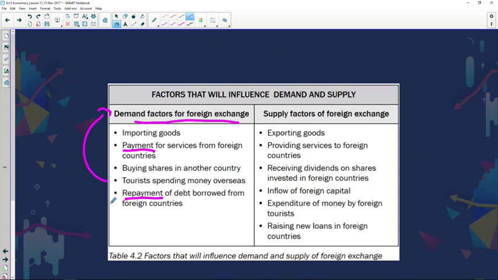And then also, what are the supply reasons or factors for foreign exchange? There are a number of them, and we are just going to go through them quickly now. So, exporting goods.